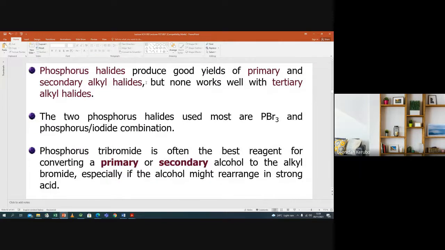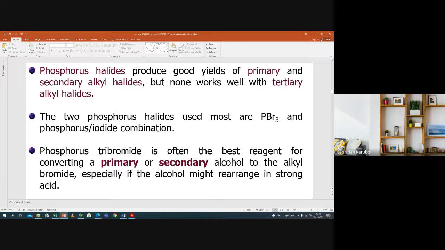Phosphorus halides produce good yields of primary and secondary alkyl halides, but none works well with tertiary alkyl halides. So this is a better way in which you can easily synthesize primary and secondary alkyl halides, but not tertiary alkyl halides, because the mechanism is through SN2 and not SN1.